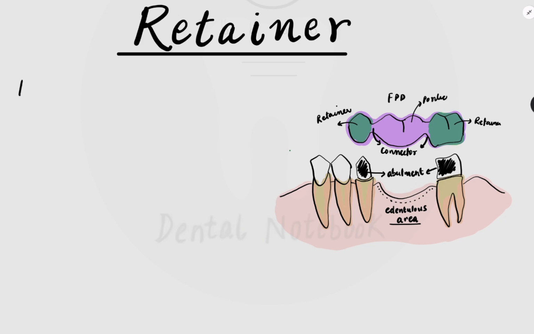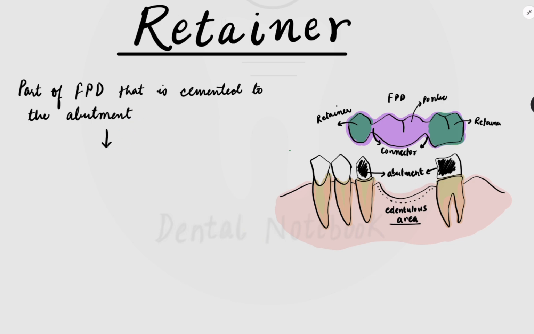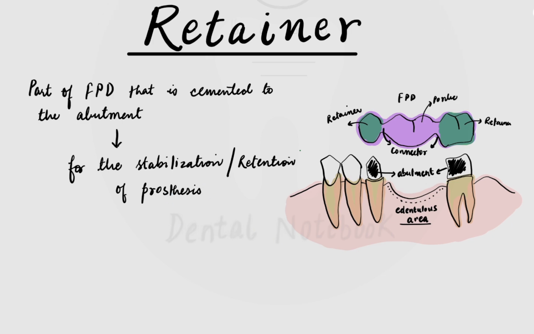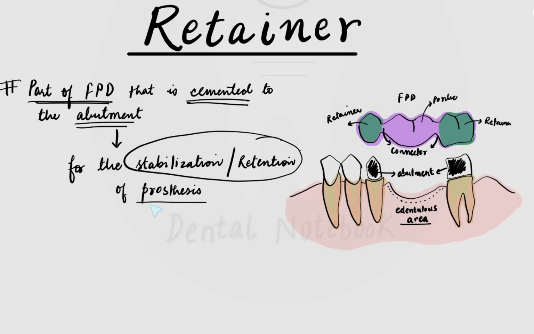So what is a retainer? A retainer is a part of an FPD, that is a fixed partial denture, that is cemented to the abutment for the stabilization, or you can say retention, of the prosthesis. So what is a retainer? A retainer is a part of an FPD that is cemented to the abutment for the stabilization or the retention of your prosthesis.